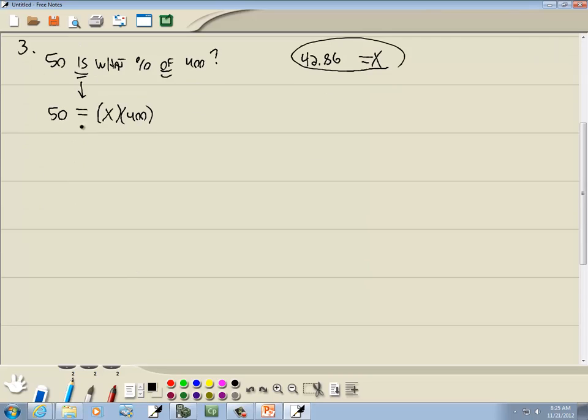Well, now we want to solve for x. This is 50 equals 400x. First step, get rid of parentheses, don't have any. Second step, get rid of fractions, don't have any. Third step, get everything with an x on one side, numbers on the other side. That's done. Step 4, divide both sides by the number in front of your x. Number in front of your x is 400, so divide both sides by 400.